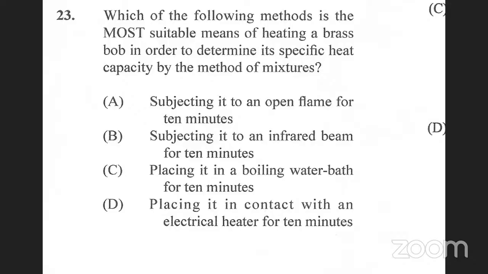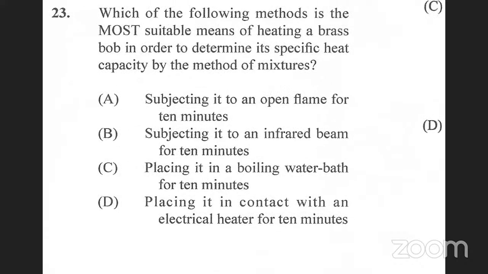Which of the following methods is best suitable as a means of heating a brass block in order to determine the specific heat capacity by the method of mixtures? Subjecting it to an open flame, subjecting it to an infrared beam, boiling it in a water bath. That's always the best thing to do, right? Put it in a water bath for 10 minutes so it can be evenly heated. So 23 is C.